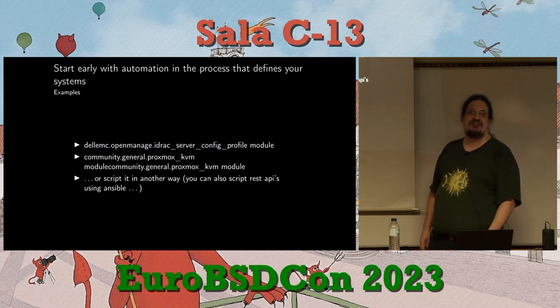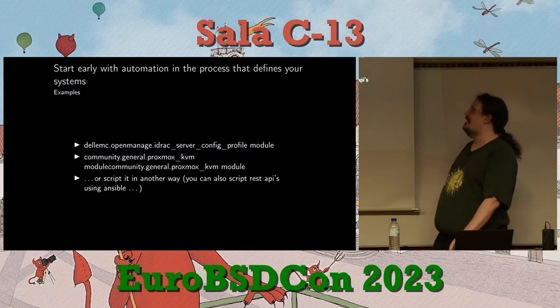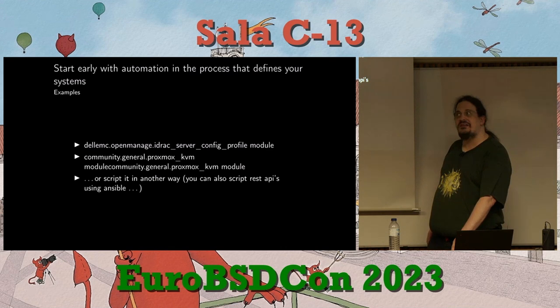But I think most of the stuff that gets used in some kind of enterprise environment will probably have some kind of interface that you can define. And also, for example, with the Dell machines, if you, for whatever reason, have to use a hardware RAID controller, you can also configure that via Ansible and the iDRAC interface, for example.